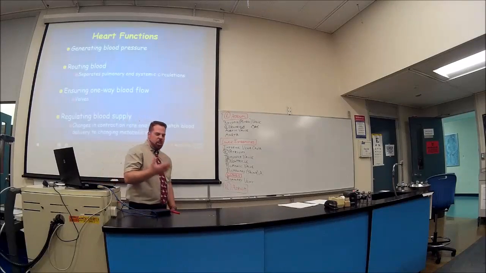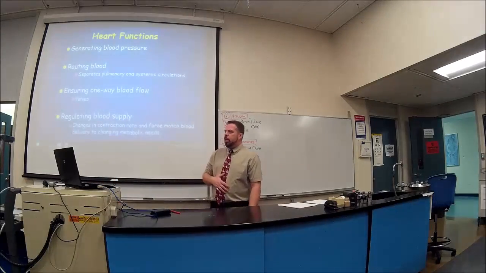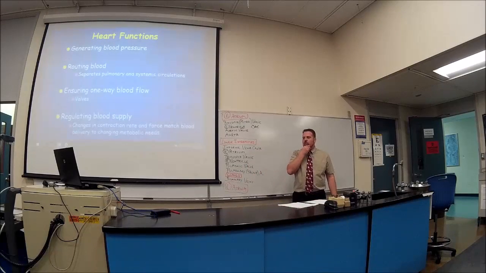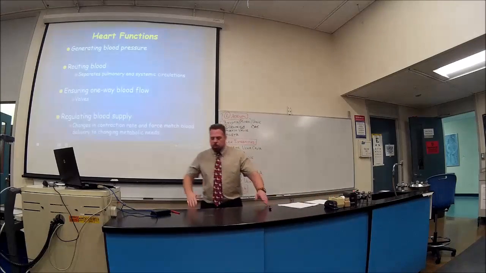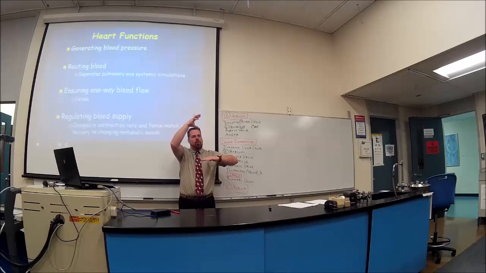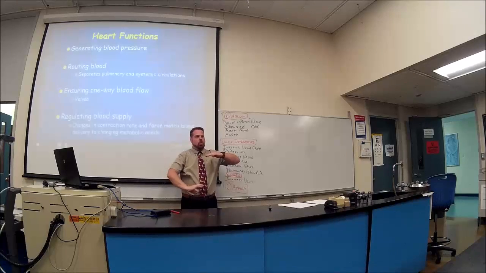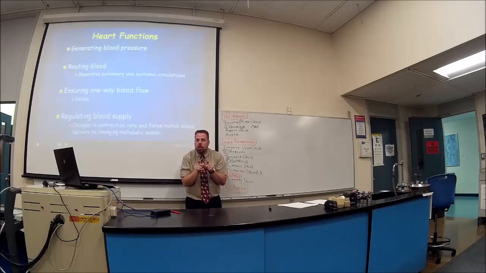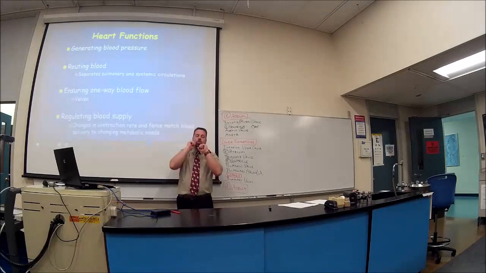The heart functions: generate blood pressure. We'll talk all about that later. Routes blood. We have valves in there, and valves ensure one-way blood flow. So just showing you what's happening here, if this is the left atrium and down here is the left ventricle, and this is the valve in between them, which is what? Between the left atrium and the left ventricle. Bicuspid or mitral valve. Good.